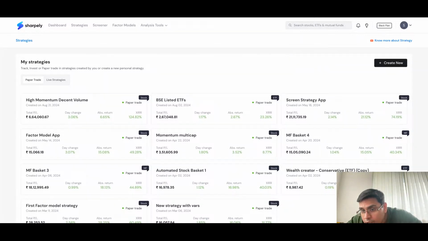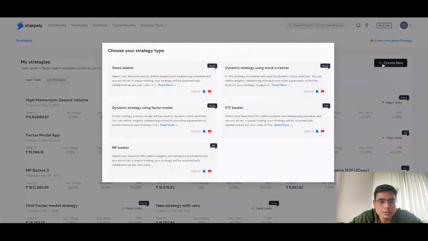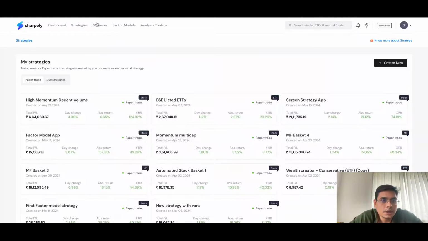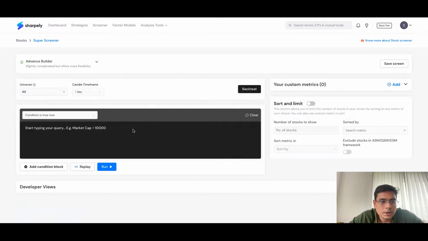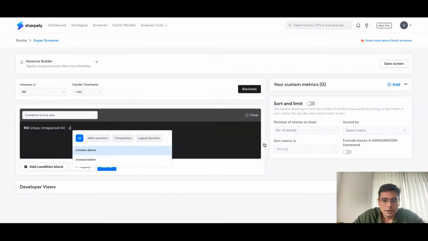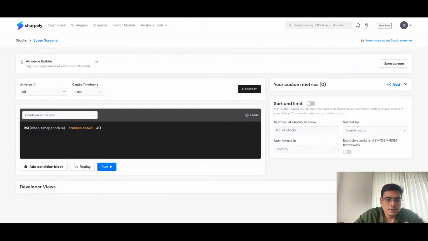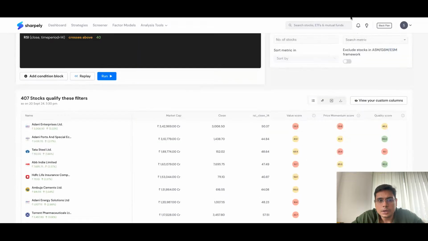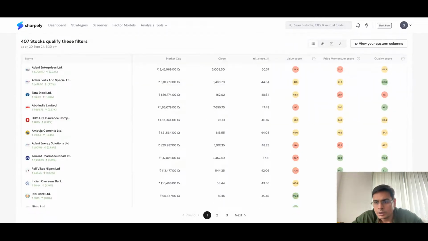RSI crossing 40. Yes, that you can do, right? Here, so I don't know if my screen is visible or not. Sorry. Is this visible? RSI crossing 40 is exactly what we just created.